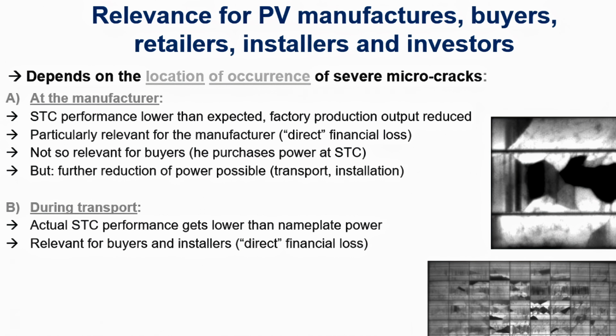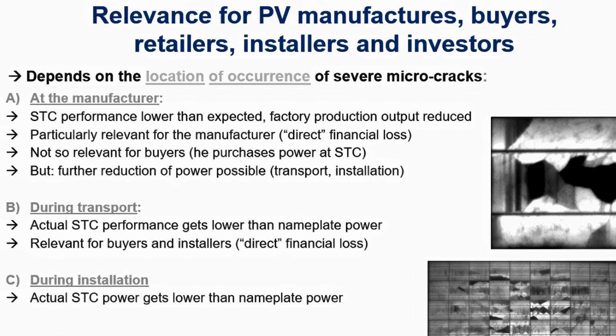This is surely relevant for the buyers and the installers. So for them, it's then a direct financial loss. During installation, the actual PV power also gets lower than the nameplate power, and it's relevant for buyers and installers because it's a direct financial loss.